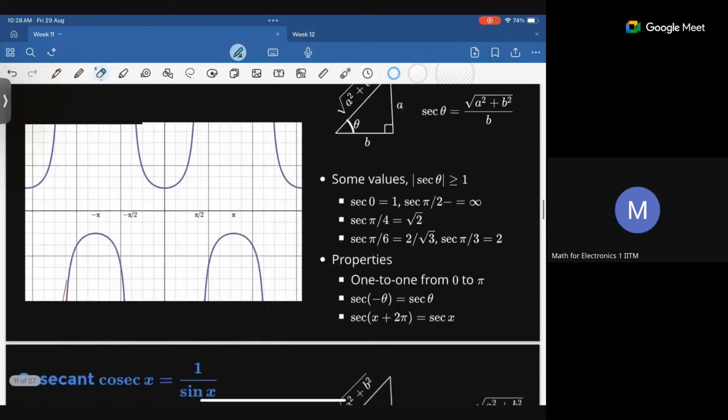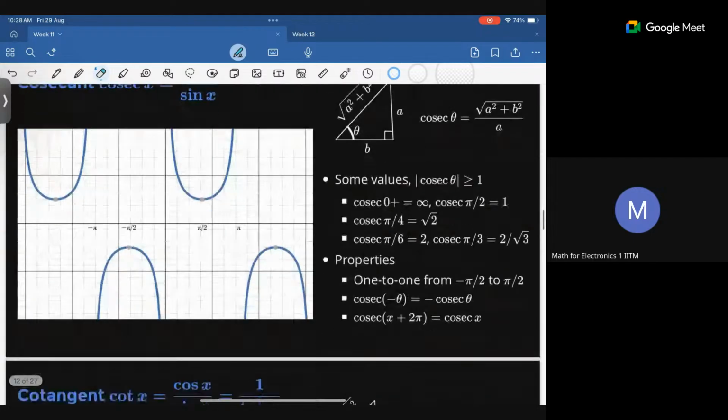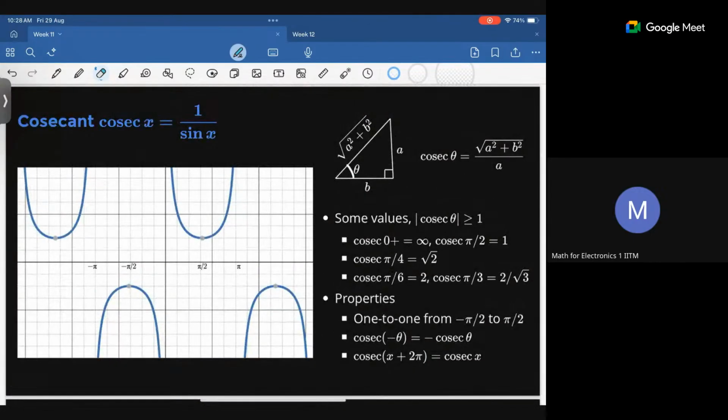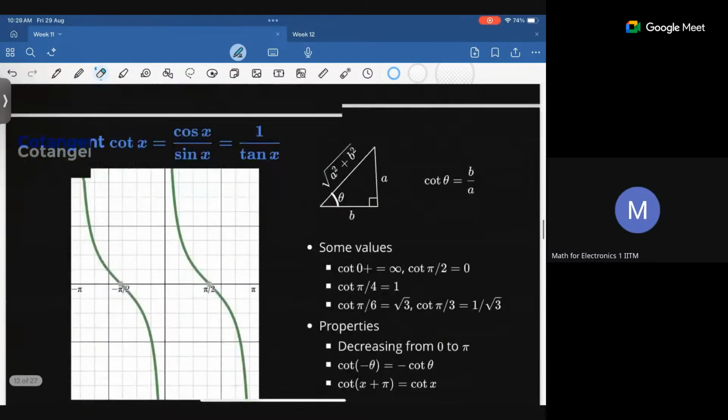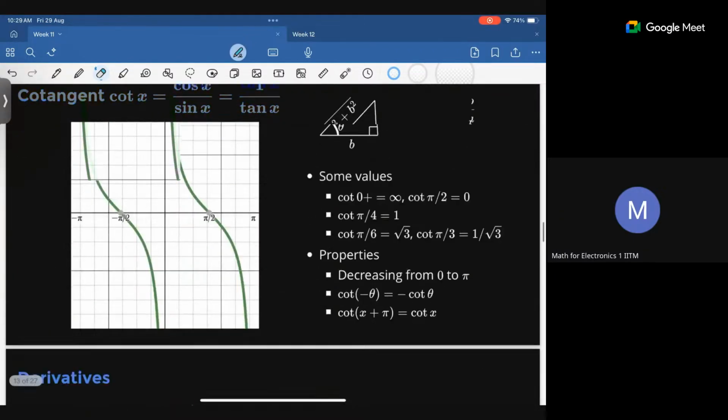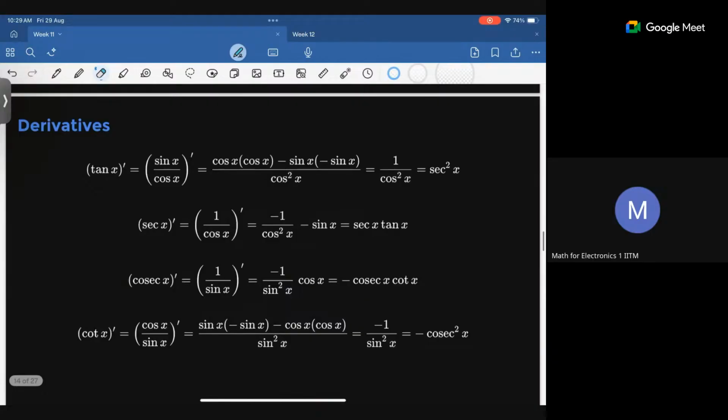You can go through this. Some standard values are also given to you. Cosecant also is 1 by sin x. It is not really that important, but go through the standard values. Cot is 1 by tan x, right? So the most important thing comes here. You should know the derivatives and integrals of these standard trigonometric functions.